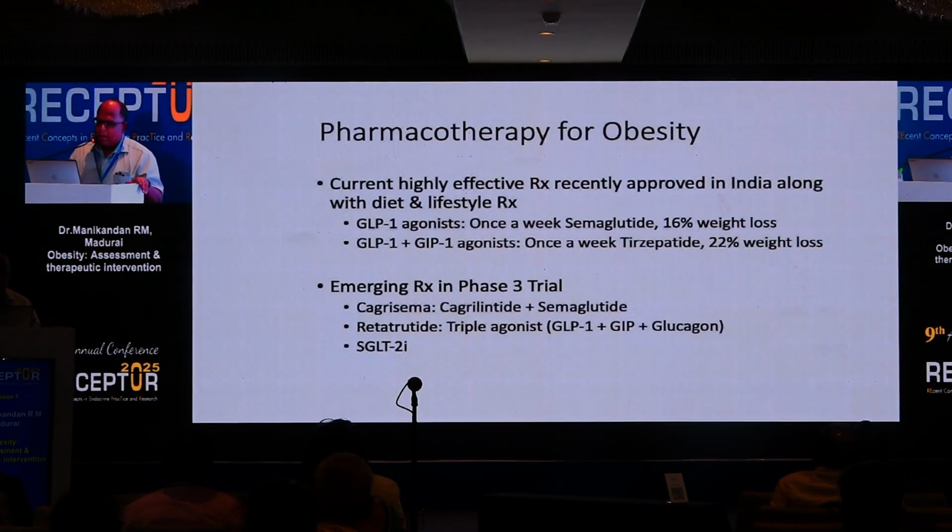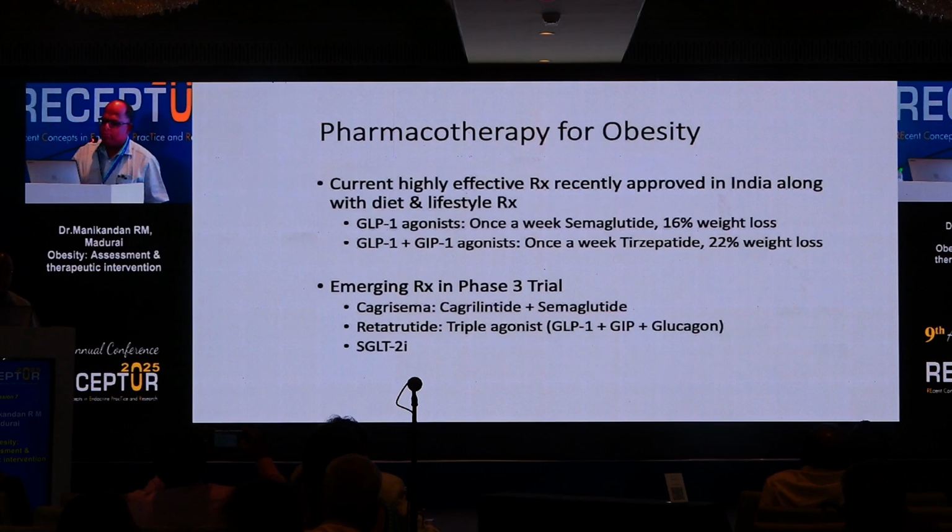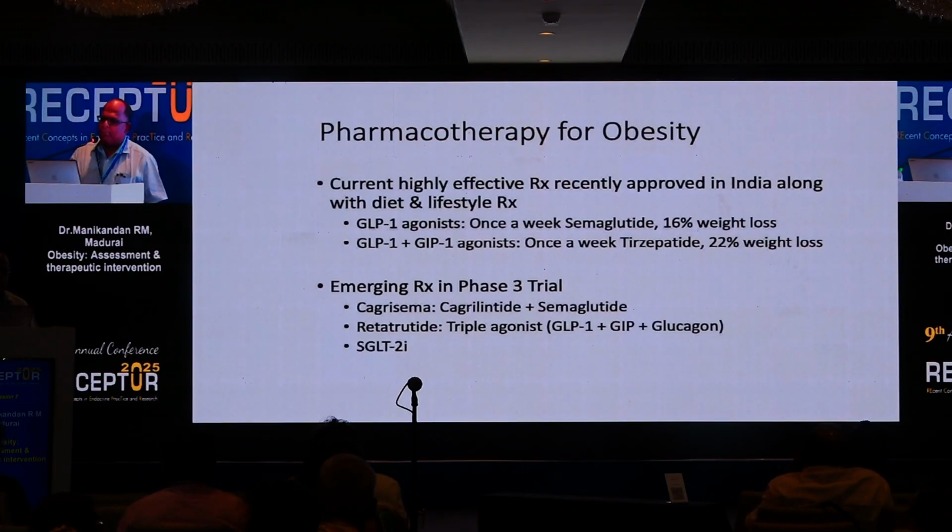So this is my last slide. Previously, we used to depend on the metabolic surgeons for giving us optimal weight loss. Now we have fantastic therapies available as once weekly injections, which help us achieve a weight drop closer to what we can achieve with metabolic surgeries. And there are lots of newer therapies in the pipeline, and it's going to be interesting times in future.